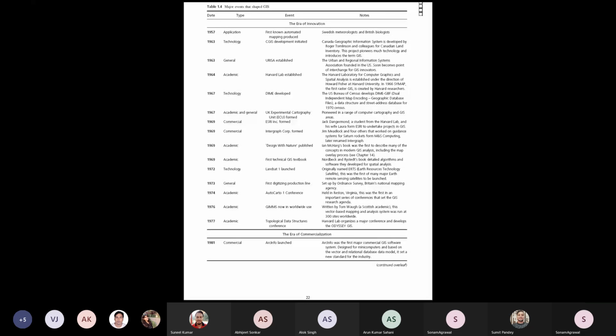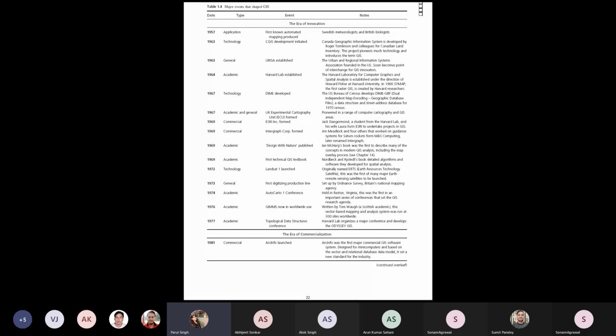Next development, again, it is a popular development. Write down in your copy, 1969, Intergraph Corporation formed. Intergraph Corp was formed, 1969. Any software of this particular company, Intergraph? All of you check the internet and search the name of the GIS software, image processing software, given by the Intergraph Corp. Yes.